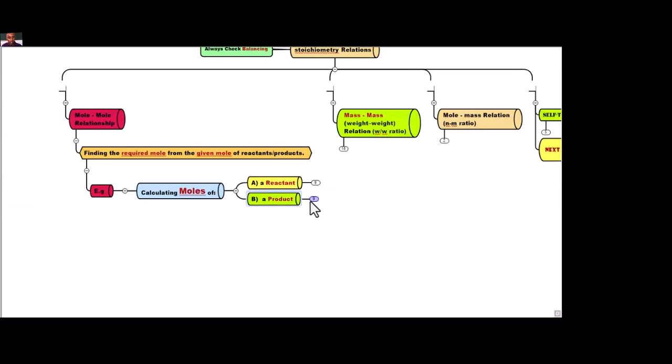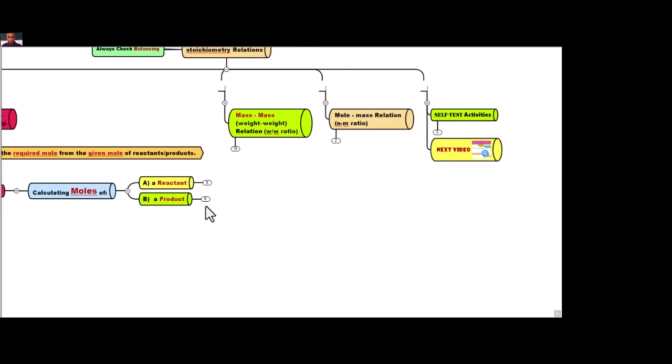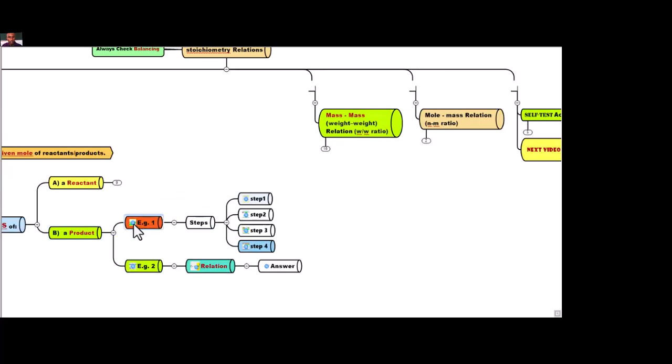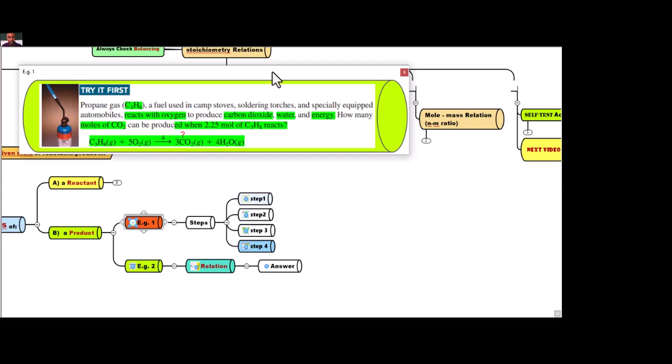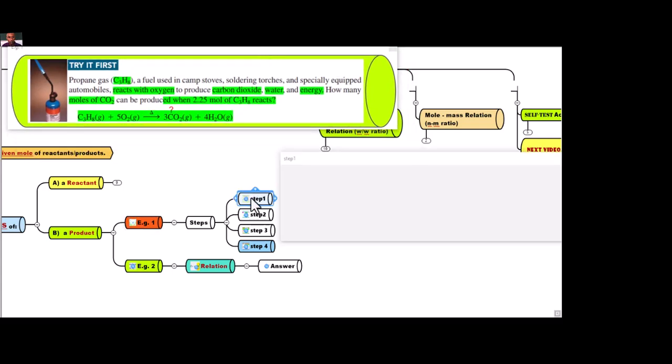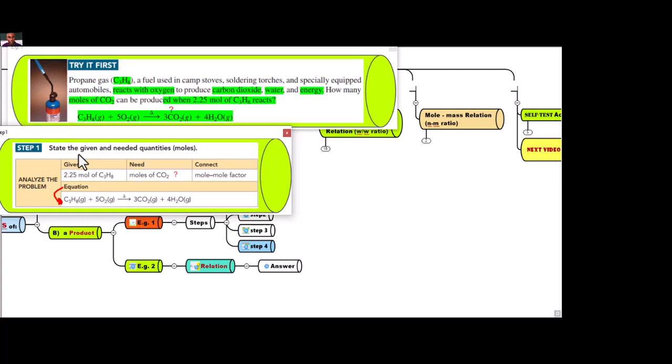Another is calculating the moles of the products from the given mole. Example 1 says that from this chemical reaction, calculate the mole of the product, carbon dioxide, that can be obtained or produced from 2.25 mole of propane. To do this, we will follow again 4 steps. The first step is to state the given and the needed. The mole of propane is given, and we are asked to calculate the mole of carbon dioxide, and we can connect this with the mole factor.